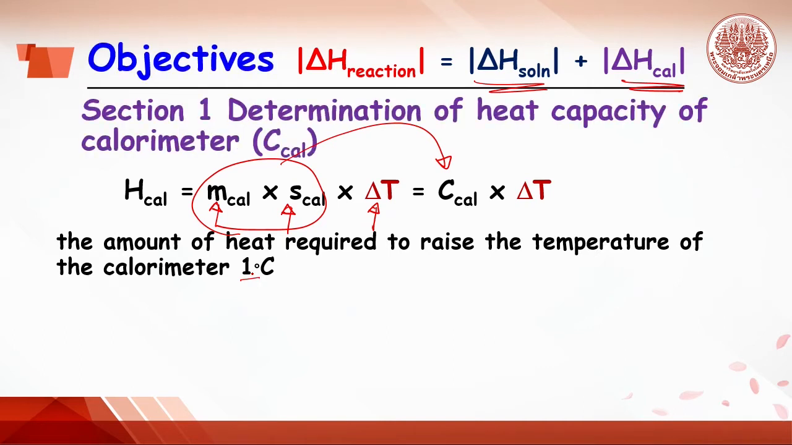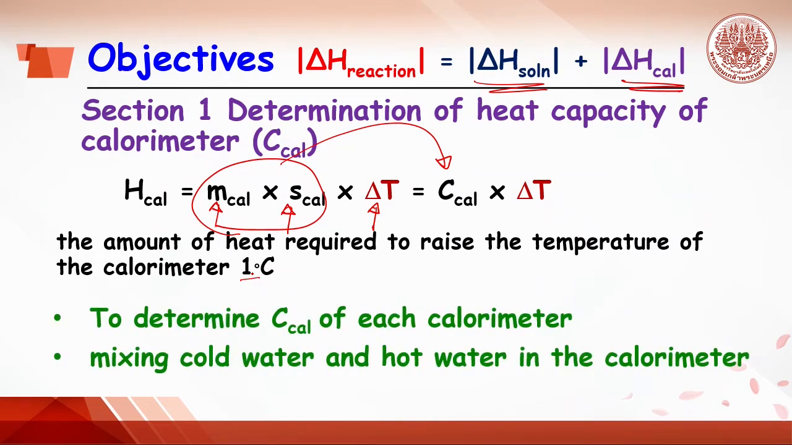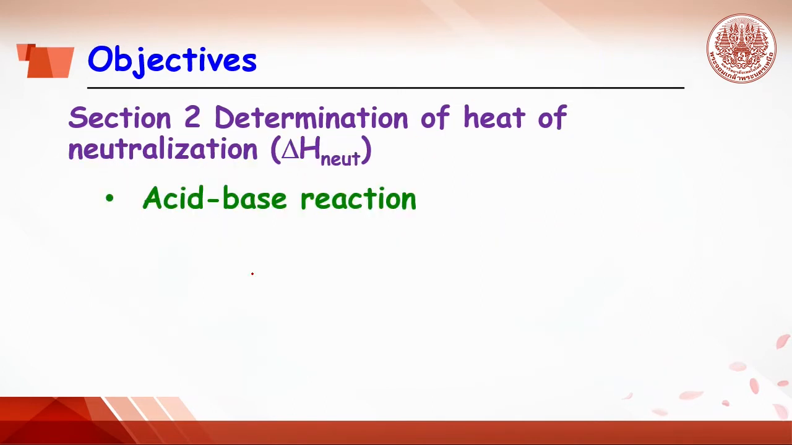So the objective of the experiment today is, section 1, determination of heat capacity of calorimeter by determining heat from the mixing of cold water and hot water. Second objective is determination of heat of neutralization.